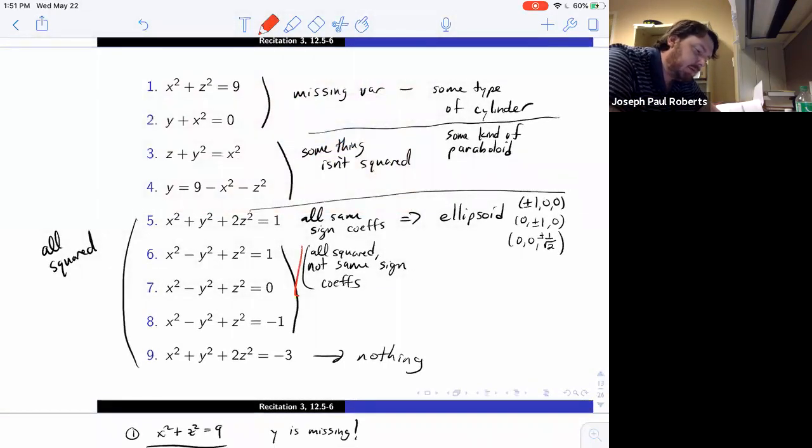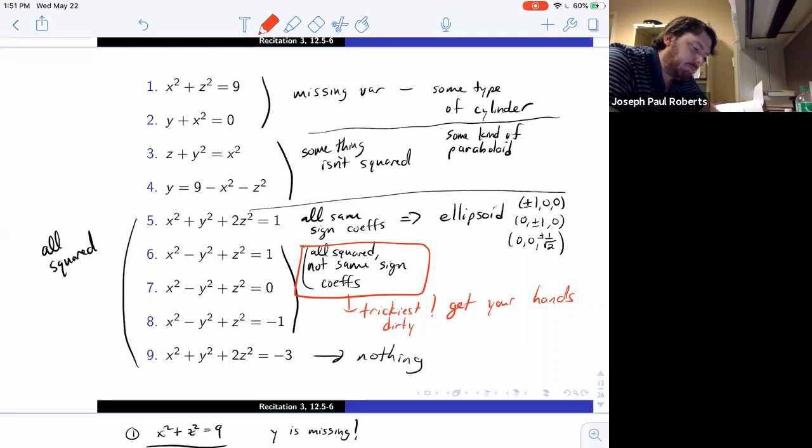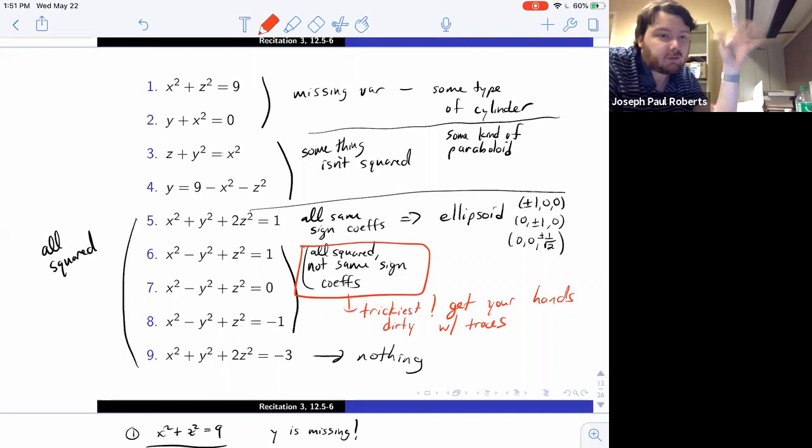I'd say for this case, get your hands dirty with traces. So basically, yeah, I really suggest if you come across an equation that has this property, that all the variables are squared, and when you look at the coefficients of the squared variables, they're not all the same sign, you really are going to want to think about traces. And it's going to be traces with the different variables.